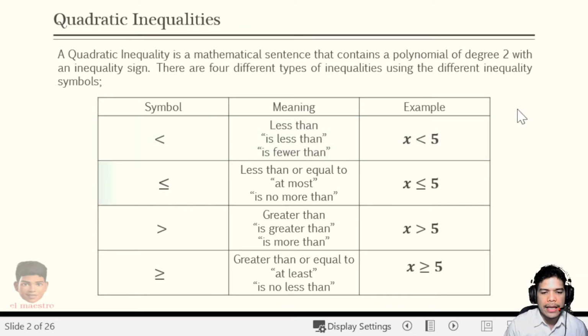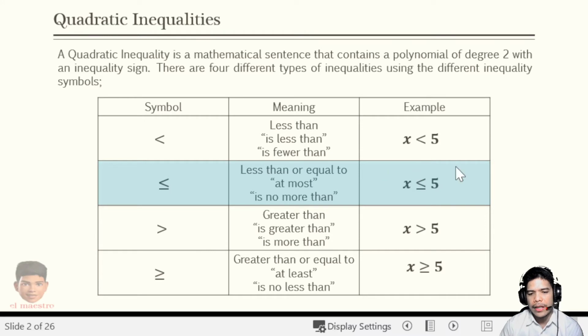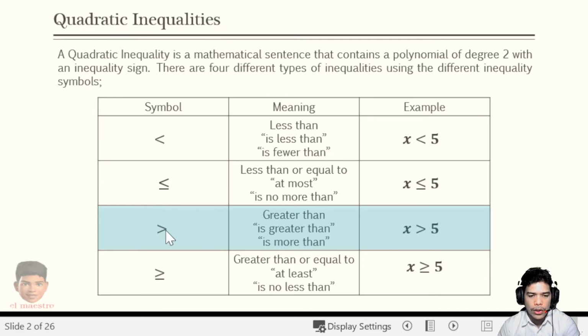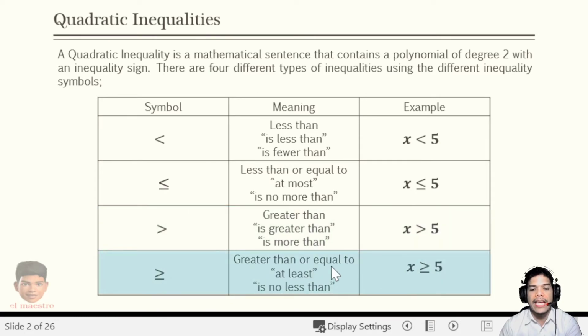Next example is less than or equal to, or at most, or no more than. Or you can read this as x less than or equal to 5. Next is greater than. If you notice, it is the reverse of less than: it is open first until it closes going to the right. That is greater than. So x is greater than 5. And last is greater than or equal to. So you have x is greater than or equal to 5. So these are the 4 symbols we will deal with in this video.